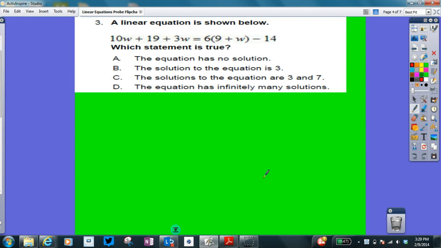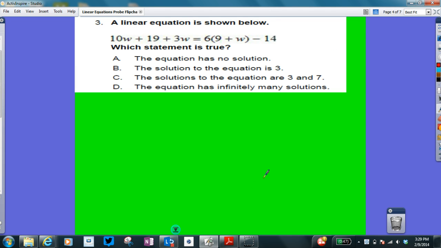All right, now number 3. A linear equation is shown below: 10w plus 19 plus 3w equals 6 times (9 plus w) minus 14. This problem is a bit ugly, but it's not near as hard as it looks. It looks like it's got 20 different things going on here. Just follow your order of operations and you'll be just fine. So let's actually work this down and see what we come up with.